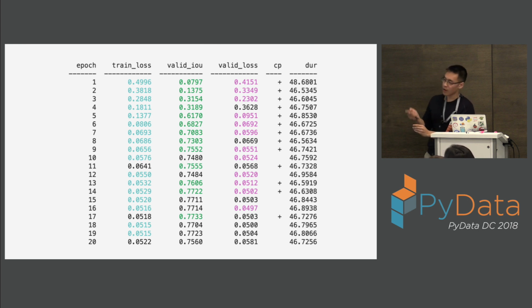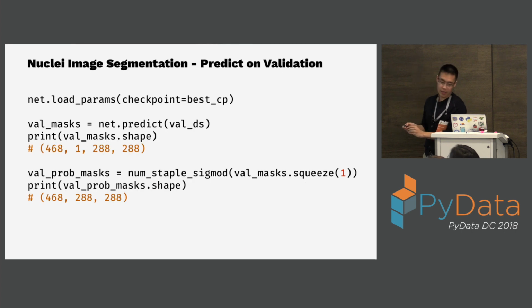Just like before, we could load the parameters using load params with the best checkpoints. We could call predict to get a prediction. And these predictions are any real values. So if you want to get a probability, in this case, since it's binary, you could use the sigmoid function. And it would map any real number to a number between 0 and 1.